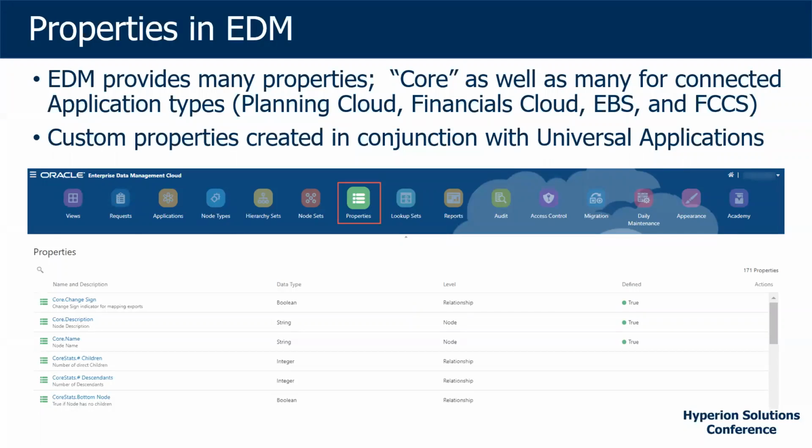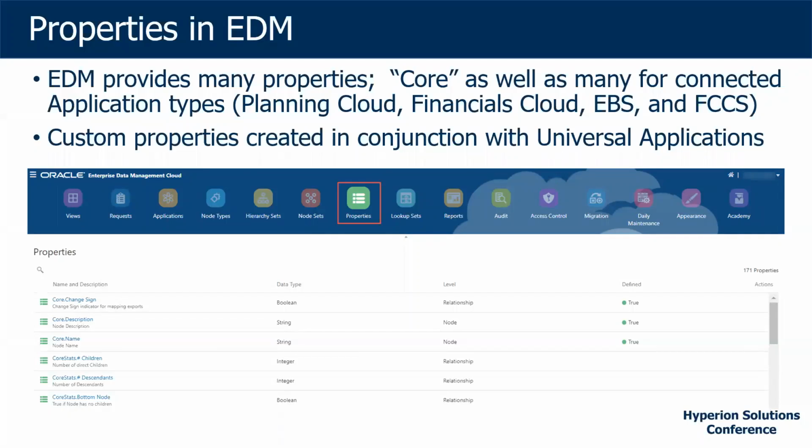It has connected applications for Planning Cloud, Financials Cloud, EBS, and FCC. So that means if you want to set up an FCC EDM application, you create that as a connected application, and it's already got some intelligence because it knows these are all the properties you're going to need to maintain for FCC. Same thing for Planning, same thing for EBS or Financials Cloud.